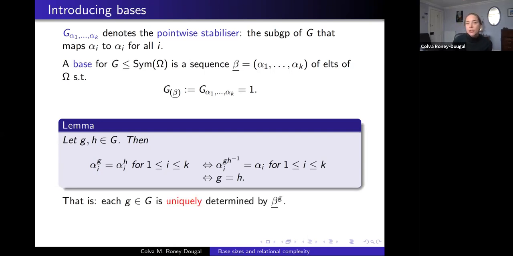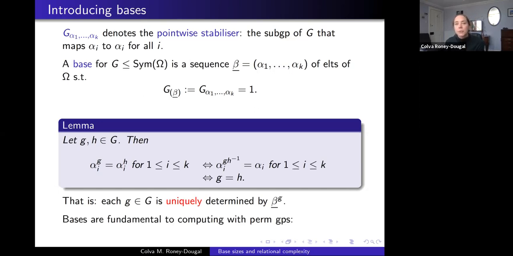So from a computational point of view, this means that rather than storing group elements as a whole permutation, I can store them as just a sequence of base images. That's a much smaller amount of data. And in general, this means that somehow the action of the whole group is being determined by this small subset of what it's doing. They're really, really fundamental to computing with permutation groups.